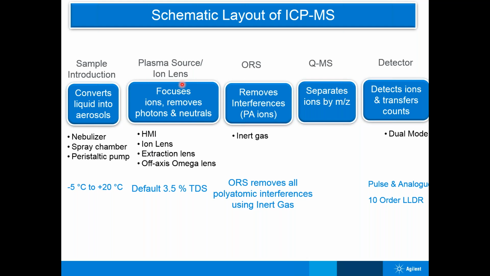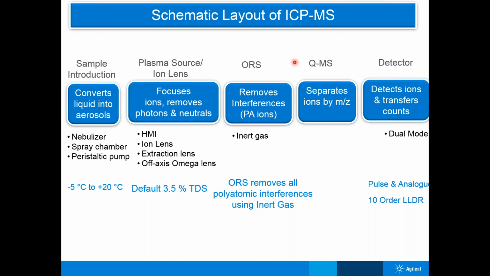Now your ions enter into the octapole reaction system. This is the ORS, the octapole reaction system, which removes your polyatomic interferences by using an inert gas. Here you can use an inert gas like helium. By using the helium, you can remove all the polyatomic interferences, and it is based on the principle of kinetic energy discrimination. Up to this stage, you have removed all your interferences in the octapole reaction system.